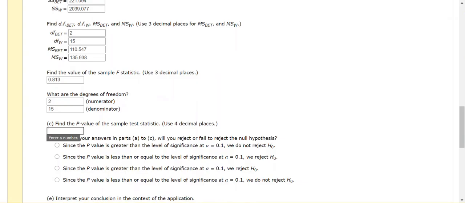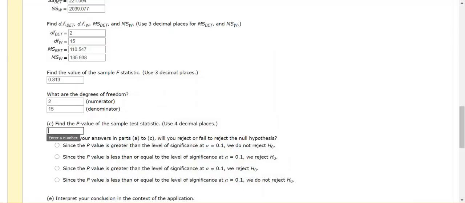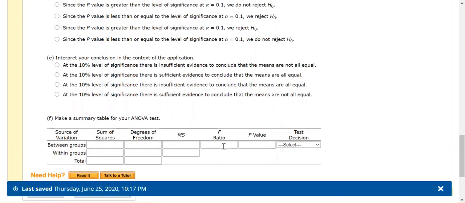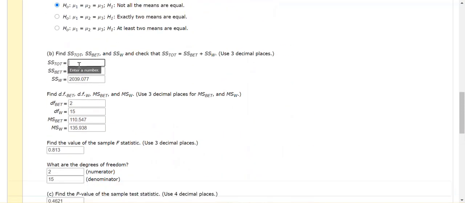And then the p-value, I look, is 0.4621 to 4 decimal places. So 0.4621. And then that's all of the numbers I put in. I'm going to fill this chart out in a second. But then I also need this SS total. So to find the SS total, all I do is just add those two numbers together. Equals 2060.171. So that's the SS total.